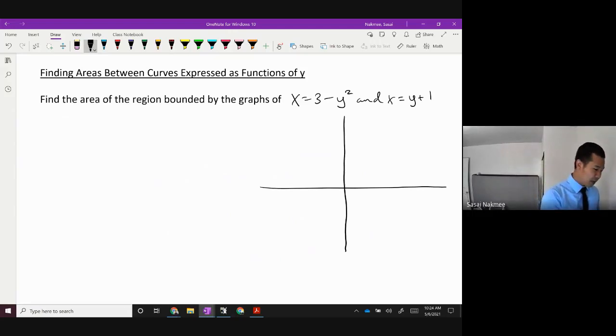So for example, this one is actually not that hard to graph, right? x is equal to y plus 1. If you want to, you could rewrite this as y is equal to x minus 1, which means it's going to be a line that's doing something like this. It has a slope of 1 over 1, so it's going to look something like this.